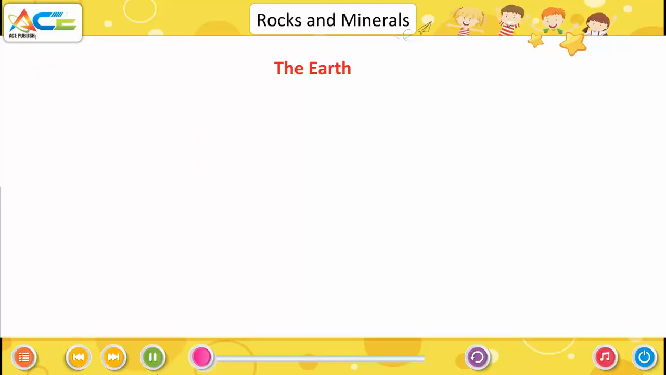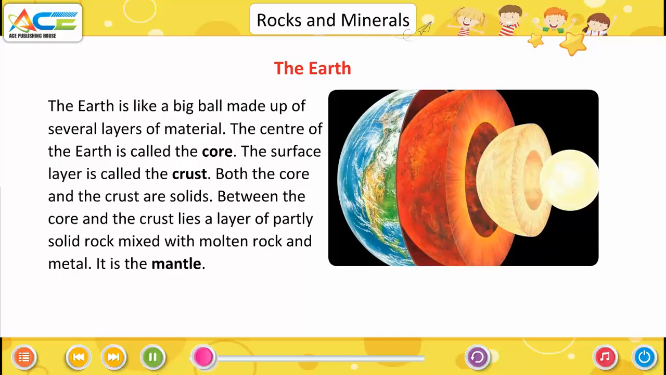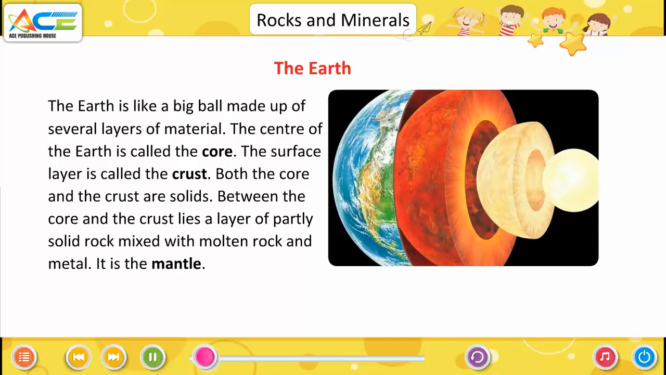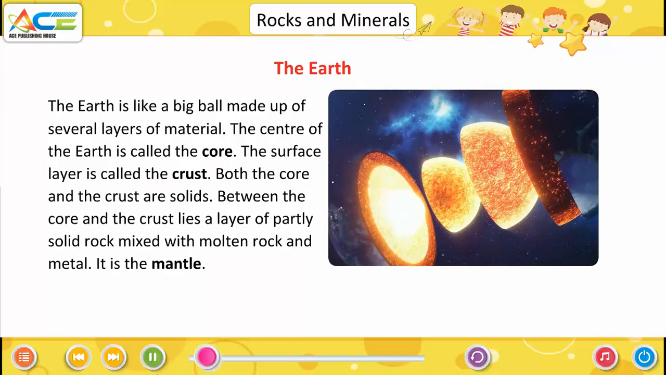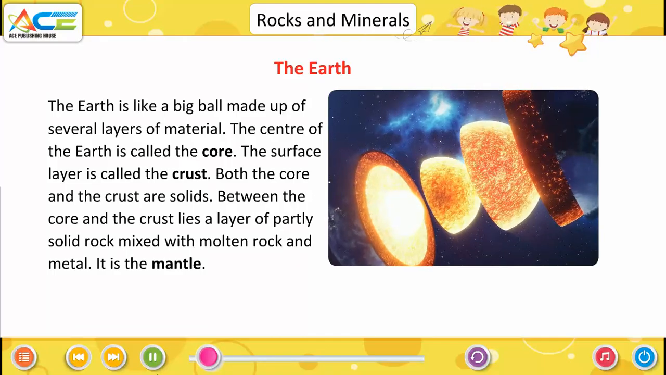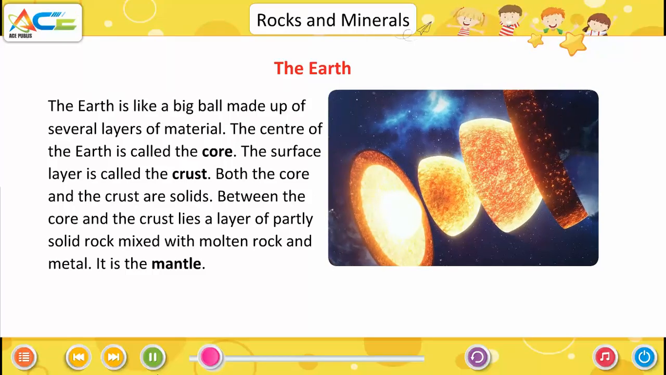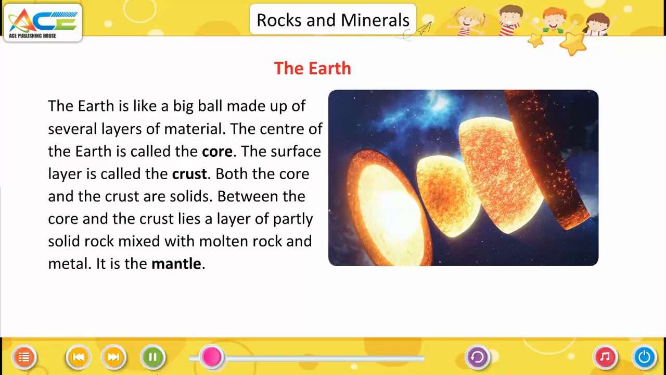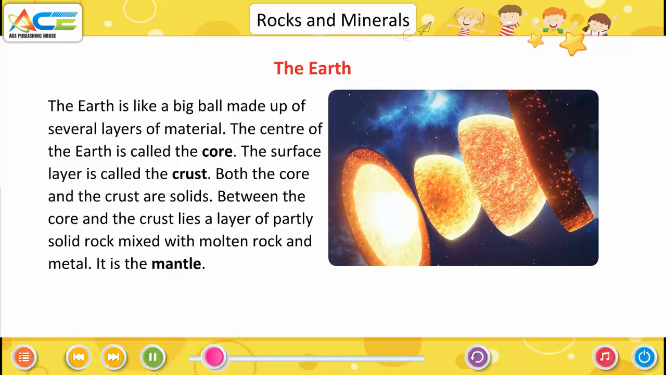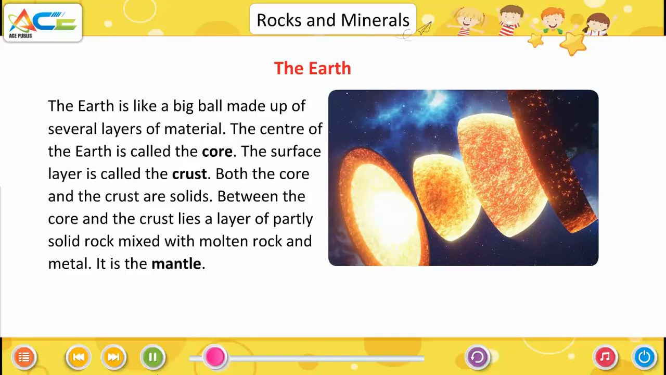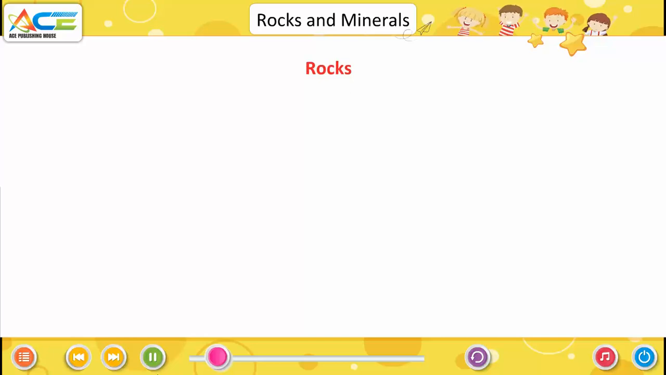The earth. The earth is like a big ball made up of several layers of material. The center of the earth is called the core. The surface layer is called the crust. Both the core and the crust are solids. Between the core and the crust lies a layer of partly solid rock mixed with molten rock and metal. It is the mantle.